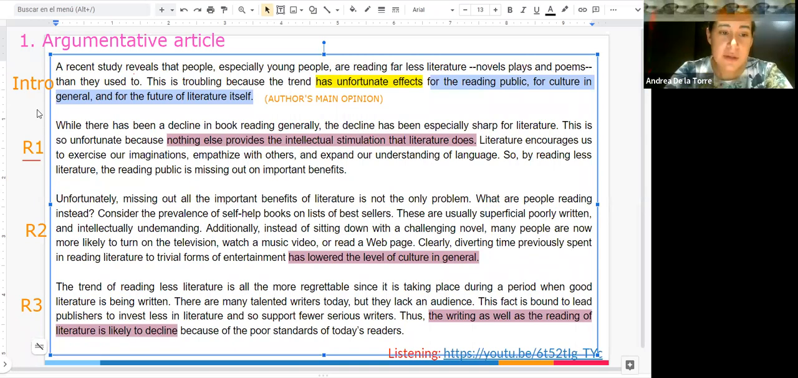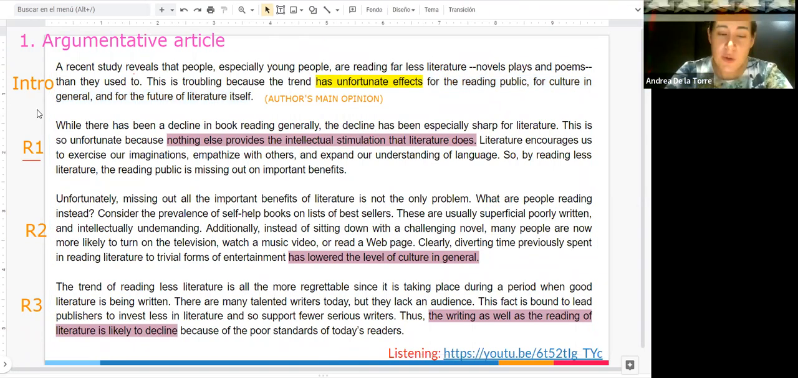So is this okay, guys? Do you guys understand the 3 points? Do you get the main idea how this works? Yes? Okay. Now remember, this is only going to be in the case of an argumentative article. There are 2 more options, okay? But this one is the most common one. So you have 4 paragraphs, you have an introduction with the main opinion of the author, and then you have 3 reasons supporting that opinion. Any questions about this reading?